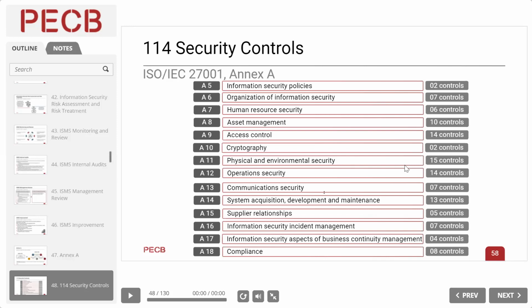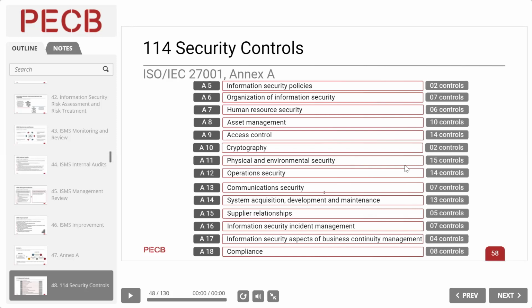The next domain is system acquisition, development, and maintenance. So how do you acquire your system? Do you buy or do you develop yourself? System acquisition also includes hardware, not only software. So your RFP process, things like that, all fall under system acquisition, development, and maintenance.